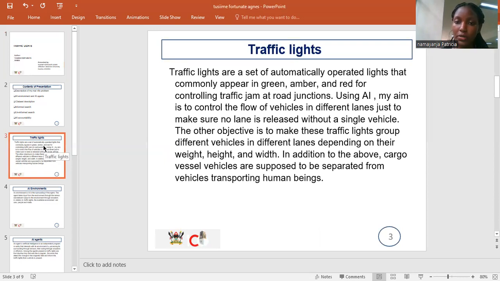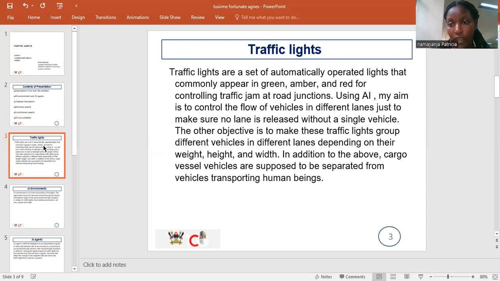We're going to talk about what traffic lights are and how they operate. When you hear of traffic lights, what comes into your mind? Basically, they are a set of automatically operated lights that commonly appear in green, amber, and red, and these different colors communicate differently. For example, green communicates go, amber, get ready, red, stop. They communicate different things.